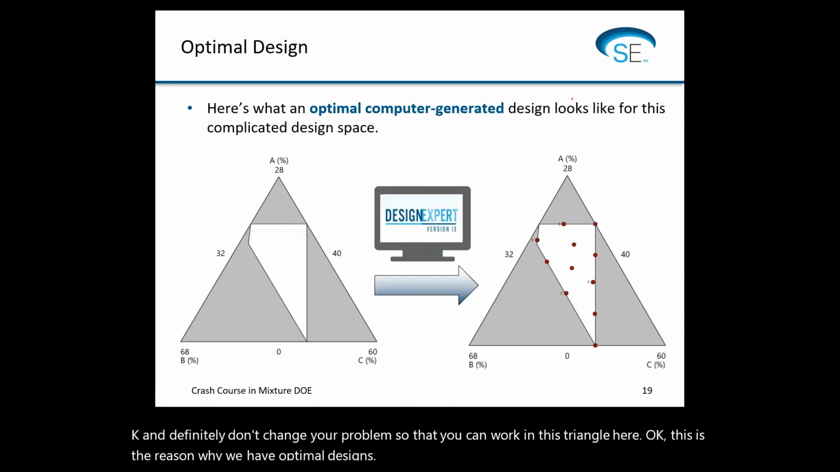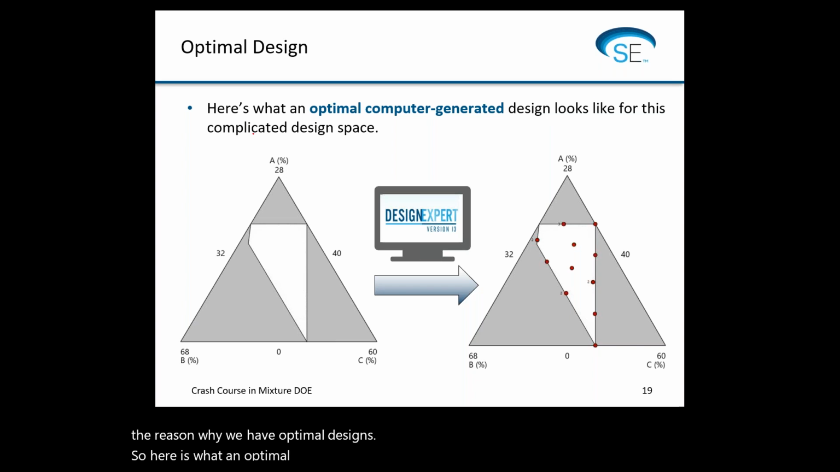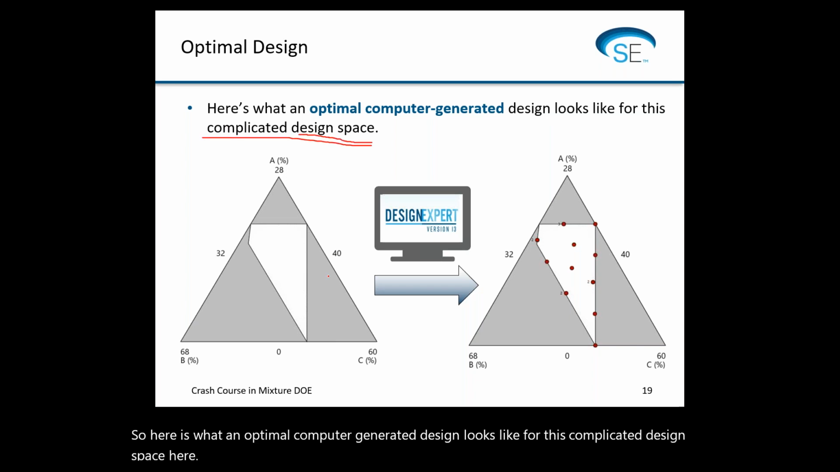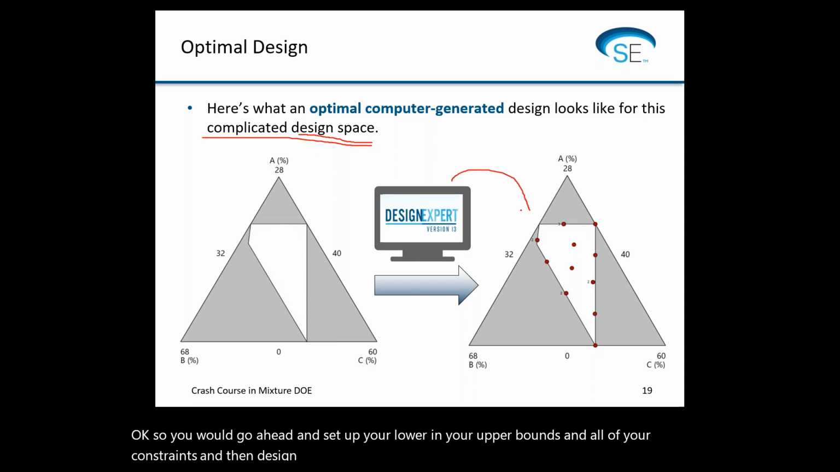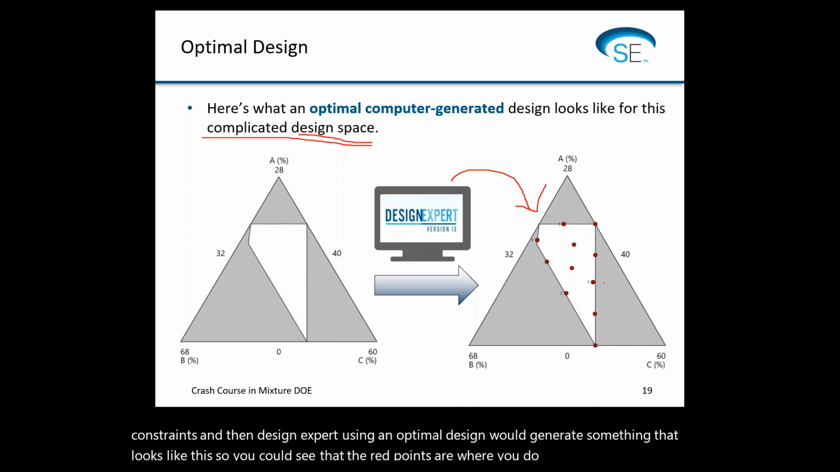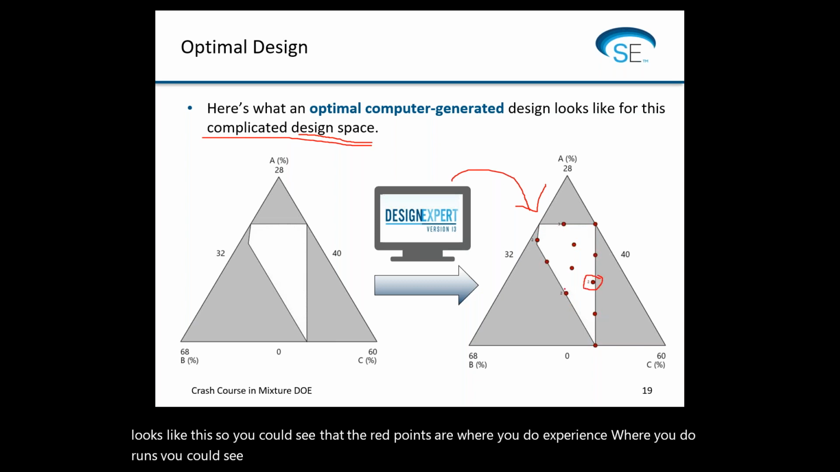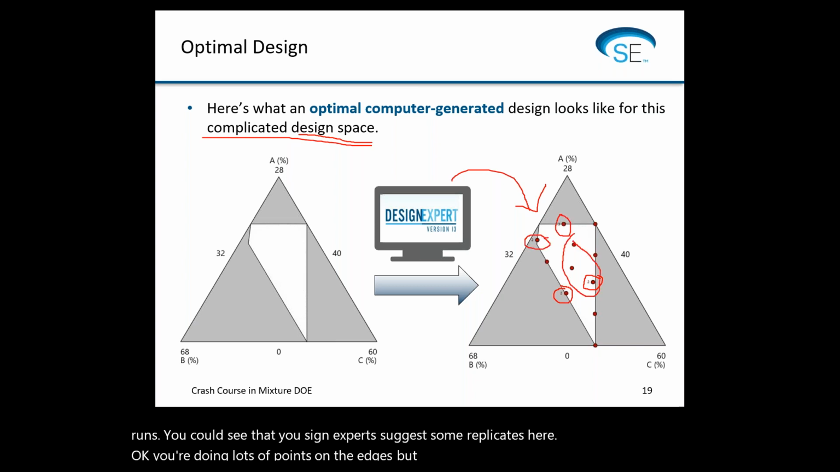So here is what an optimal computer-generated design looks like for this complicated design space here, okay? So you'd go ahead, you'd set up your lower and your upper bounds and all of your constraints, and then Design Expert using an optimal design would generate something that looks like this. So you could see that the red points are where you do runs. You could see that Design Expert suggests some replicates here. Okay, you're doing lots of points on the edges, but you're also doing quite a few points here in the interior. And that's basically it.